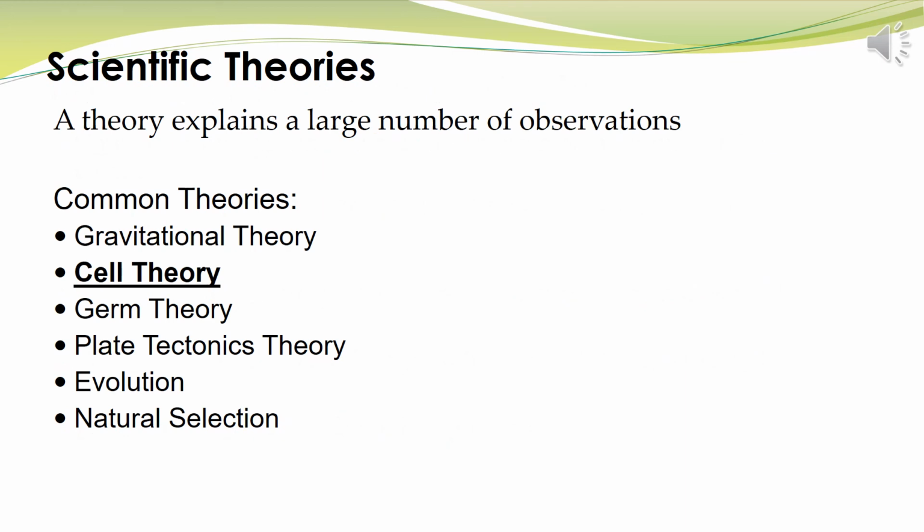Let's talk more about what a scientific theory is. And a theory explains a large number of observations. Know that this is different from a law. A theory isn't confirmed as much as a law, which takes lots and lots of tests to be confirmed as a law. But there's some common theories out there, obviously. There's the gravitational theory, the cell theory, which is the main theory we're going to talk about over the next few chapters. The germ theory, what causes illness. The plate tectonics theory, evolution, and of course natural selection.